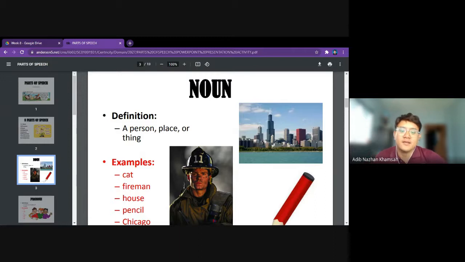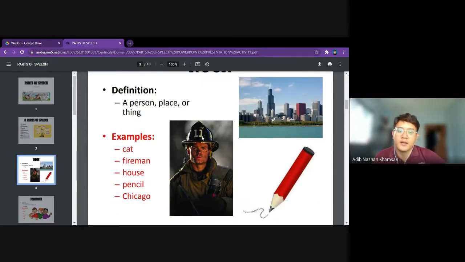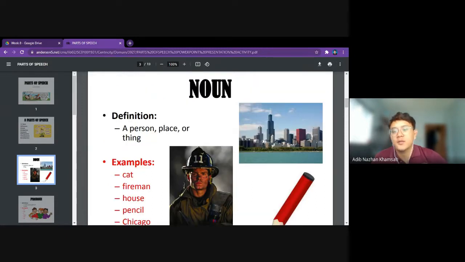For example, we can see in this picture a fireman. Fireman is a noun. Ahli bomba adalah kata nama. It refers to a person, human, place, thing or animal. And in this picture you can see Chicago, Chicago City. This one is also a noun. But Chicago is a proper noun, kata nama khas. Kata nama am is a common noun.